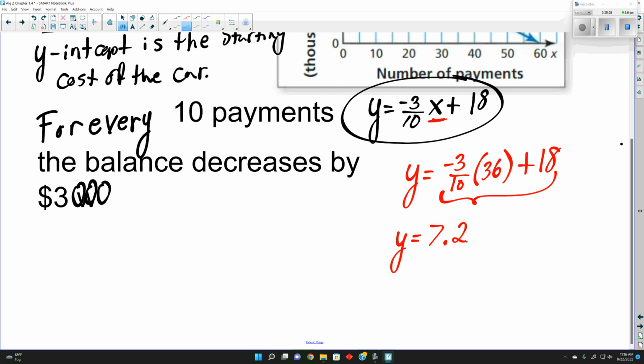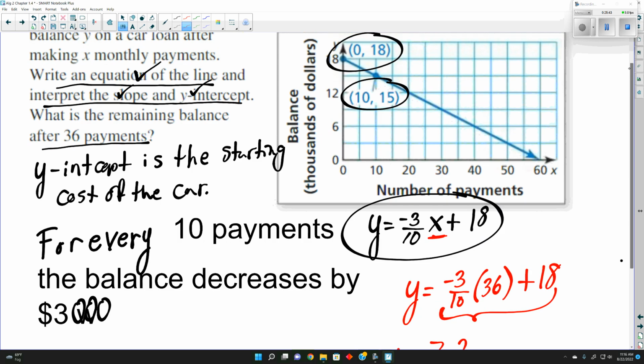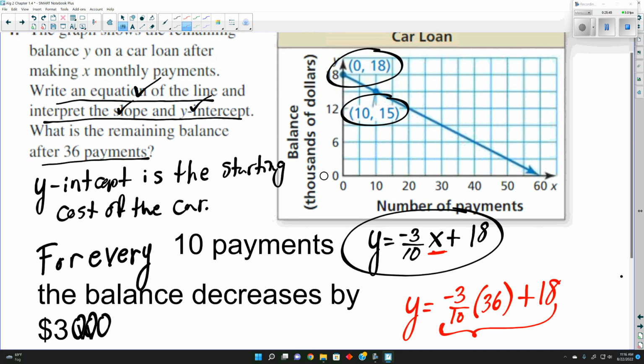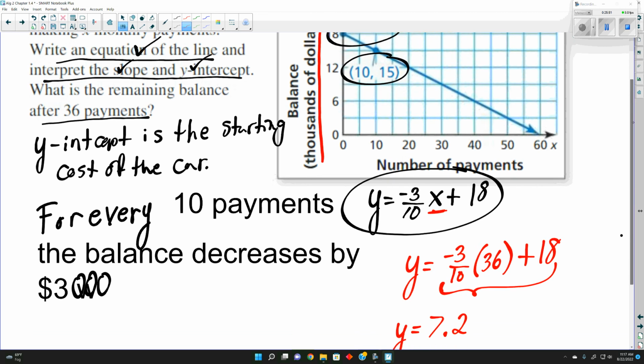This here will work out to be 7.2. Yes, sir. So the negative 3/10, the 3 on top is telling us how much of the balance is increasing or decreasing. Now, according to the table, or graph, it's by thousands of dollars. So a decrease of 3 is actually $3,000, not just 3.